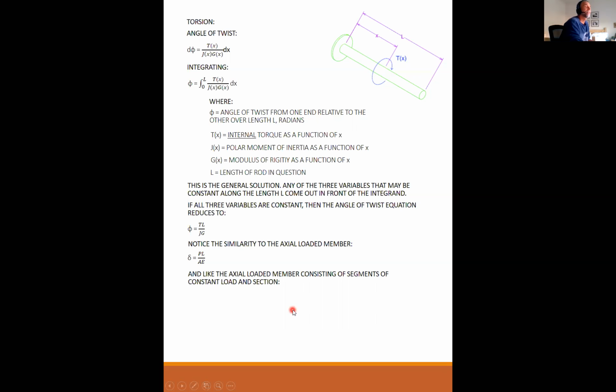Like the axially loaded member consisting of segments, if you had several different segments of constant load in each segment, then we can do the sum of the individual segments from i equals 1 to n number of segments. Again, very similar to delta equals the summation of PL over AE for segments. Okay, any questions? Ready for an example?